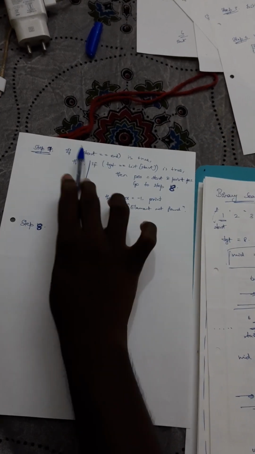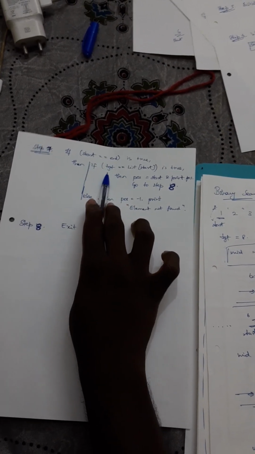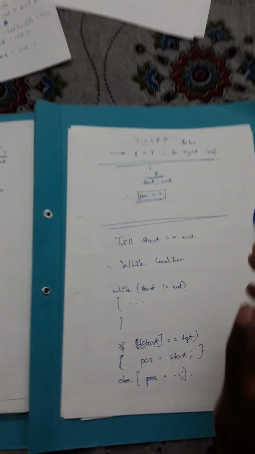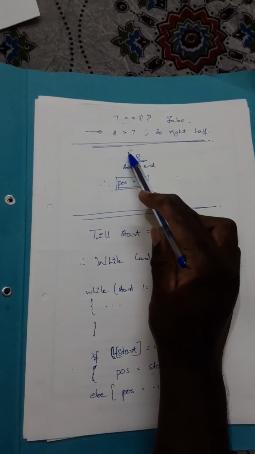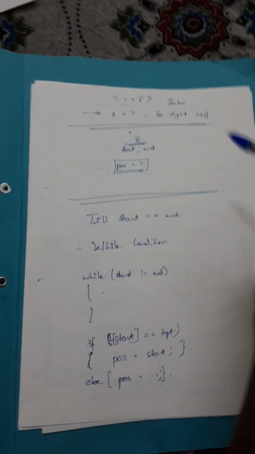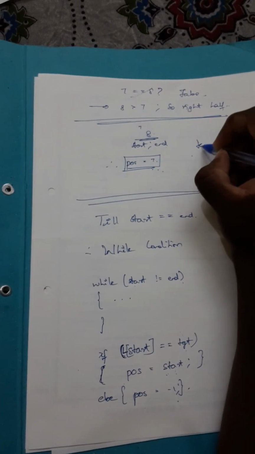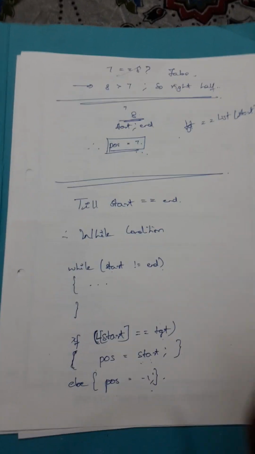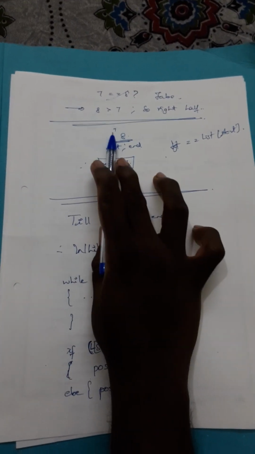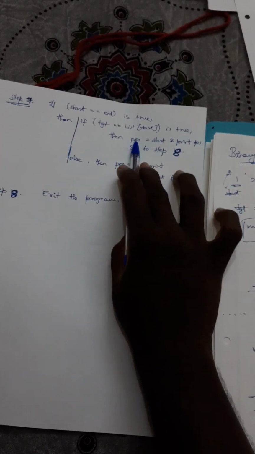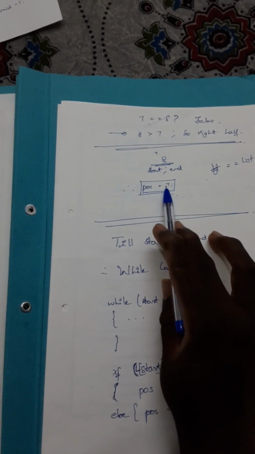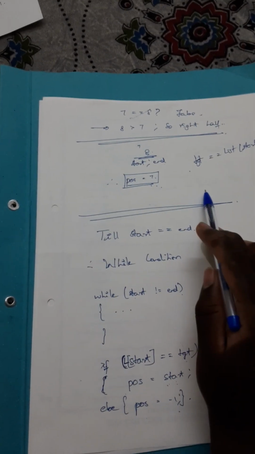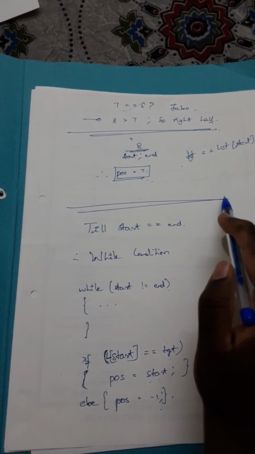In that case, if start and end are equal, then you check target is equal to list of start. So list of start, list of 7, would be 8, and the target would also be 8. Since they are equal, the position would be this value right here. Position would be equal to start, as I've written, so position would be equal to 7, and that would be printed as the output. So this is the binary search.